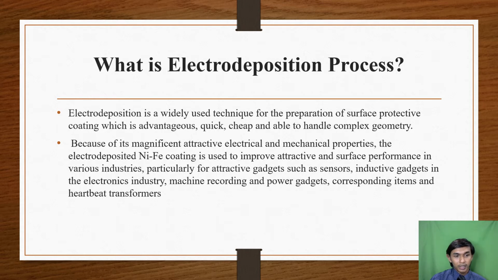Because of its attractive electrical and mechanical properties, the electrodeposited nickel iron coating is used to improve magnetic and surface performance in various industries, particularly for magnetic gadgets such as sensors and inductive gadgets in the electronic industry, machine recording and power gadgets, and also pulse transformers.